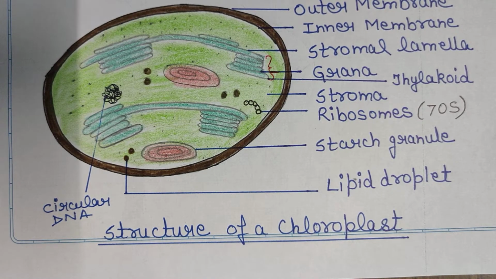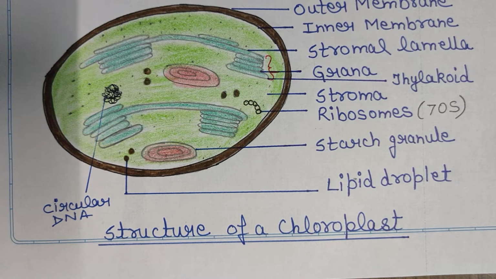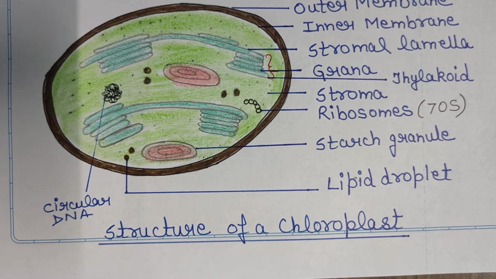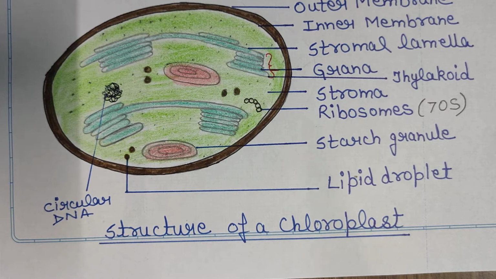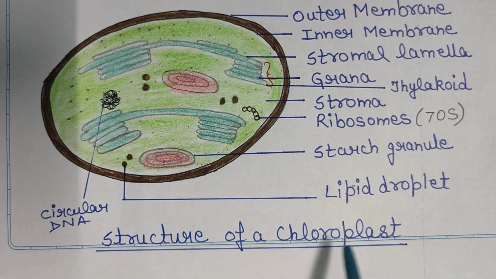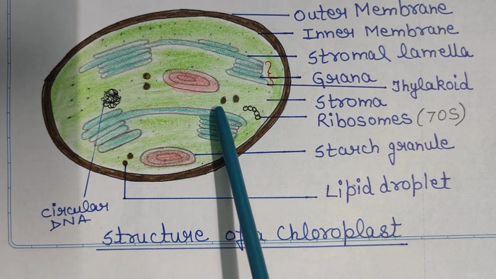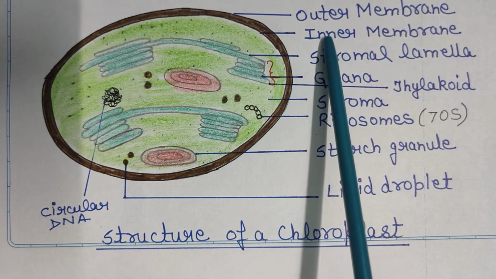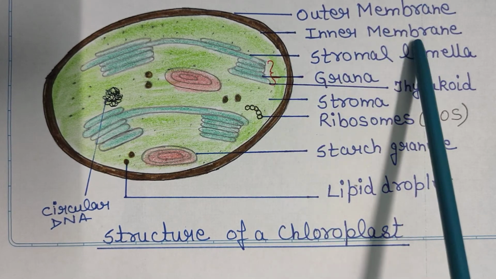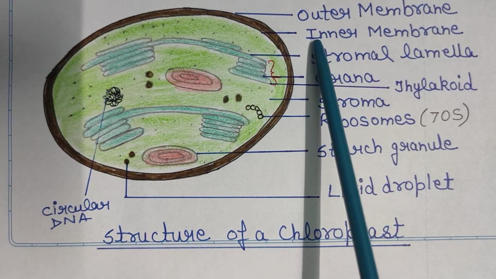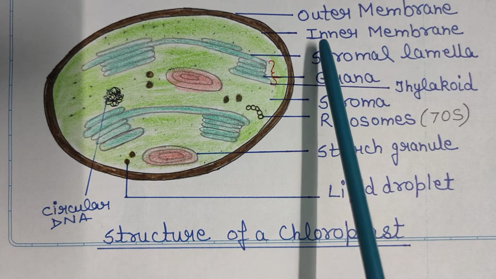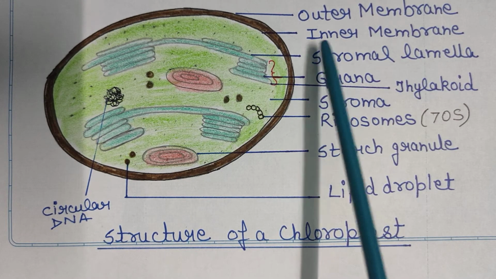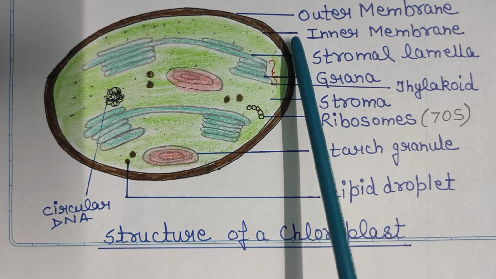The number of chloroplasts present inside the cell also varies from species to species, like 1 per cell of the Chlamydomonas. Now let's see the structure of the chloroplast. So this is a diagram of the chloroplast. It is a double membrane bound structure, the outer membrane and the inner membrane. The inner membrane is relatively less permeable. Only a few substances can pass through this membrane.